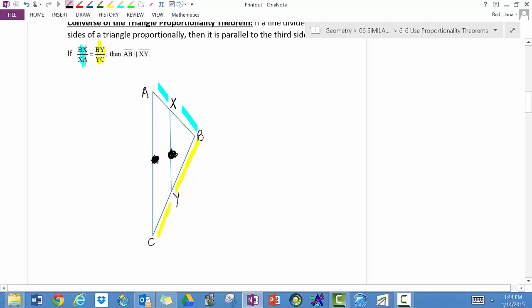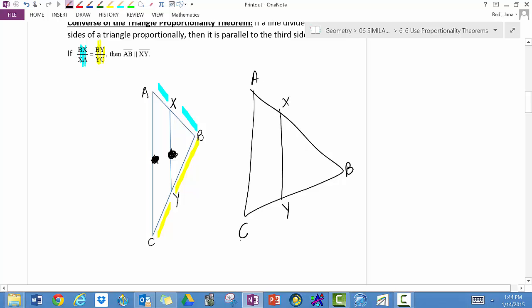Did you get that? So your original diagram should have been something like this: A, X, B, Y, C, and you are given that BX over XA equals BY over YC. So you conclude that segment XY is parallel to segment AC. You're not given that.